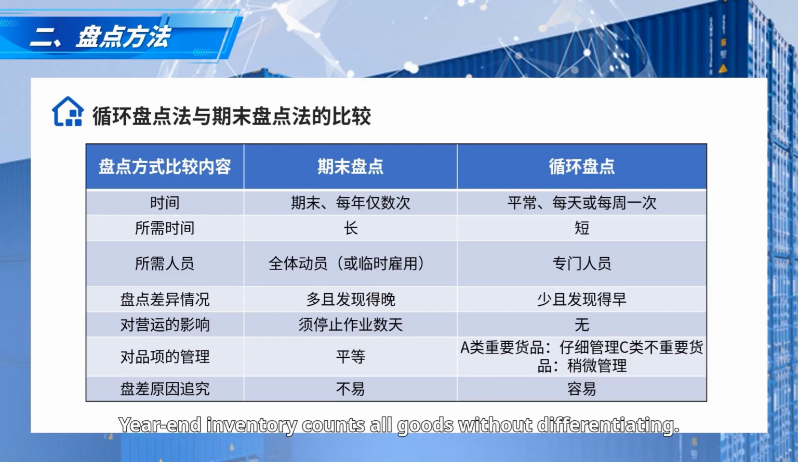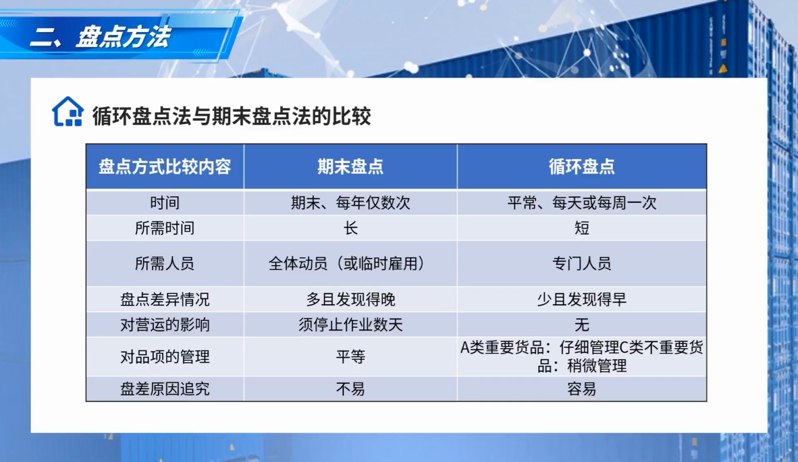Year-end inventory counts all goods without differentiating. Cycle counting focuses on A-class items. B and C-class items can be counted less frequently.